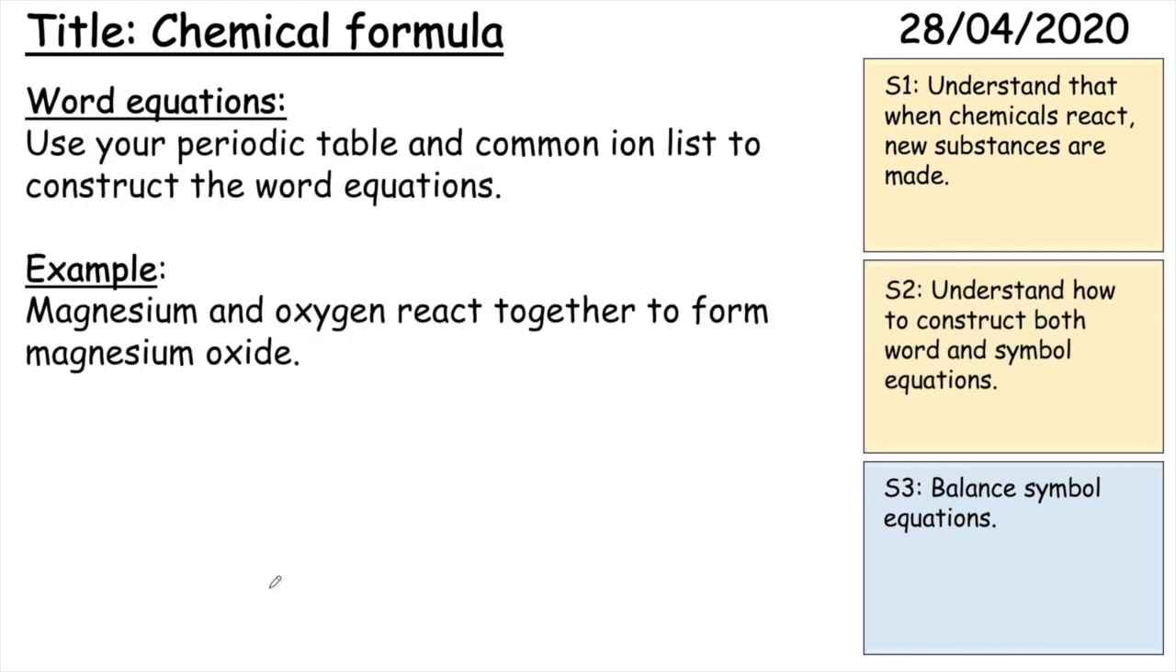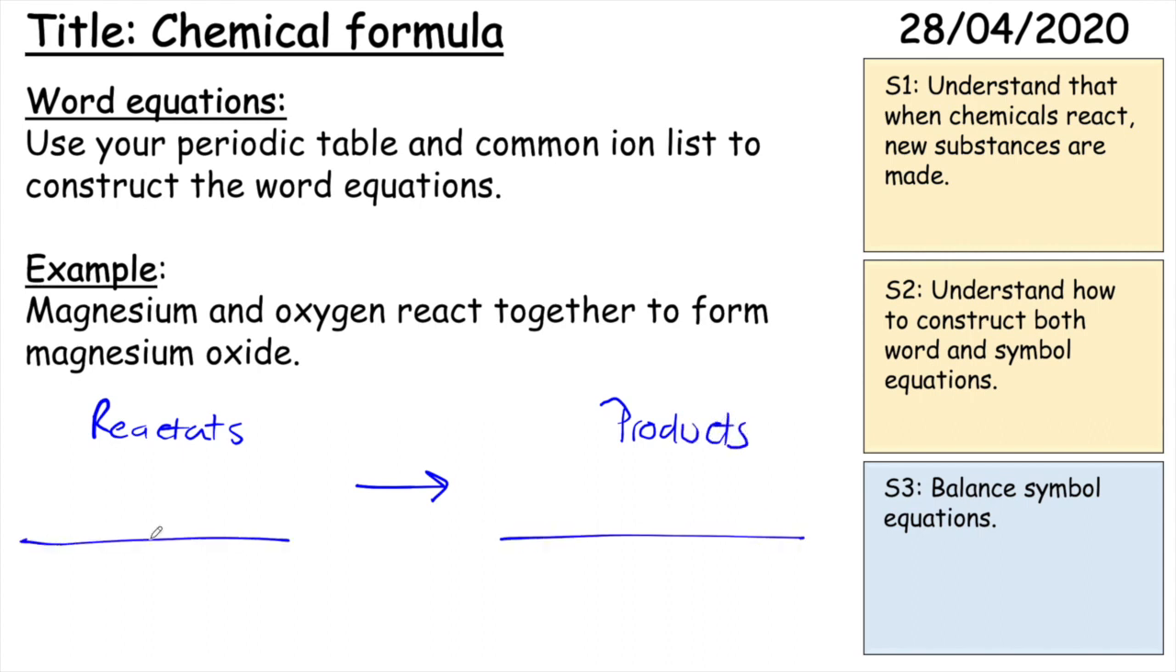So let's look at putting this into practice. We've got an example here that says magnesium and oxygen react together to form magnesium oxide. So the first thing to do is to separate the products and reactants with an arrow. Remember, reactants on the left and products on the right. You need to look at the example now and decide what are you going to put on the product side, what are you going to put on the reactant side. And there's always a clue in the question. It says magnesium and oxygen react together to form magnesium oxide.